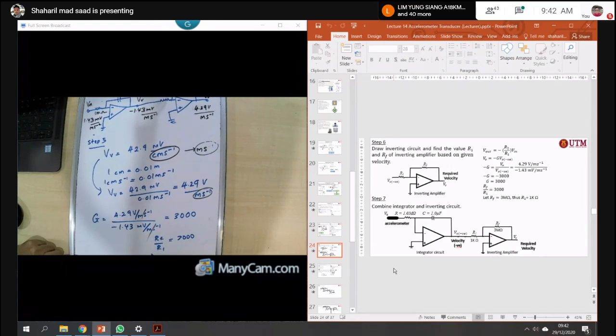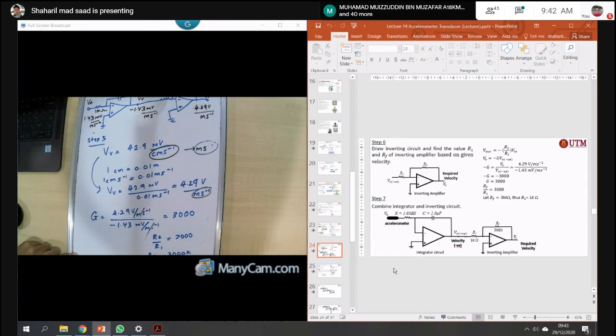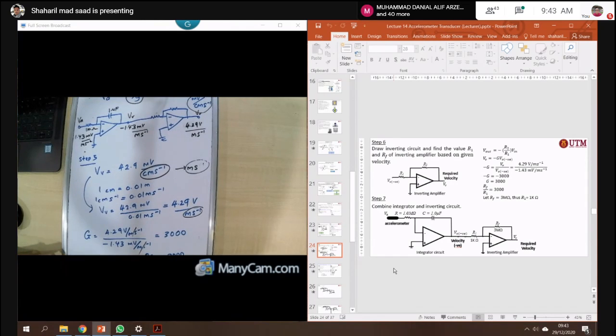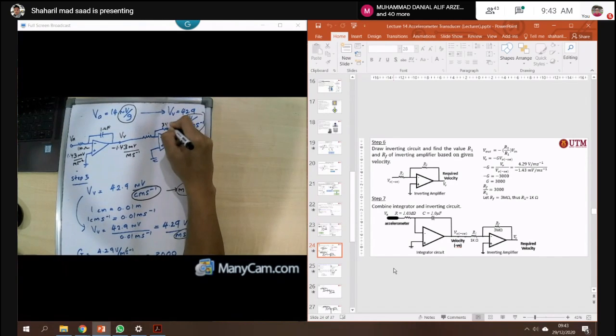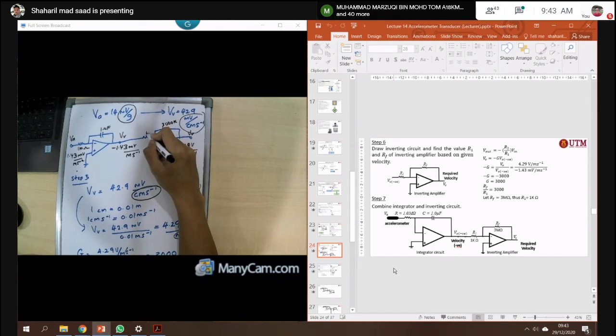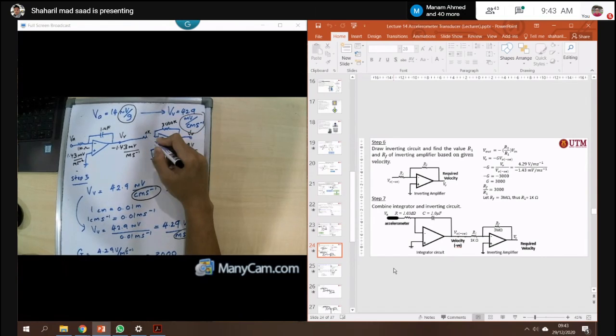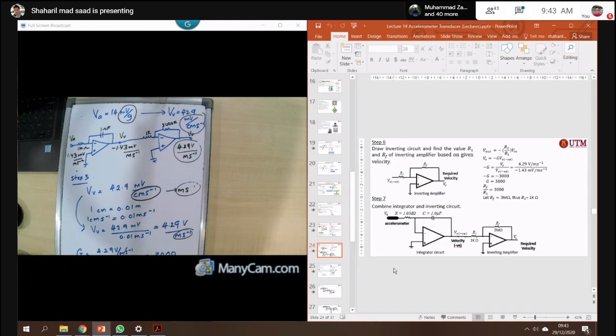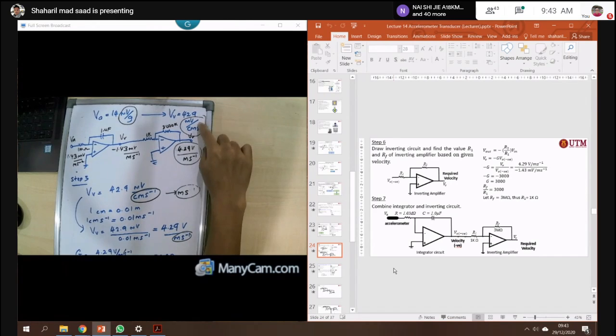Then you can choose, for example, your RF value. Let me choose 3000K for RF, and R1 is 1K. So 3000K, or 3 mega ohm, and 1 kilo ohm. Now you will get this value. This value and this value give you the same meaning, only different in terms of units. This one centimeter, this one meter.